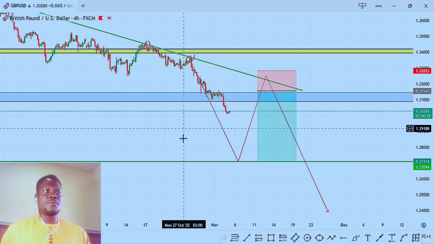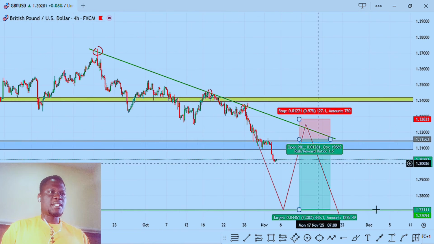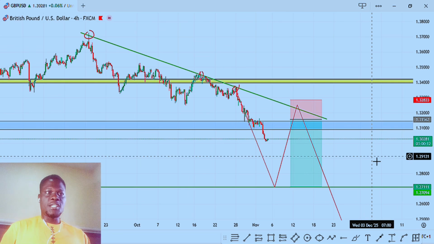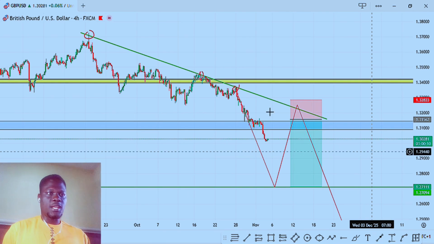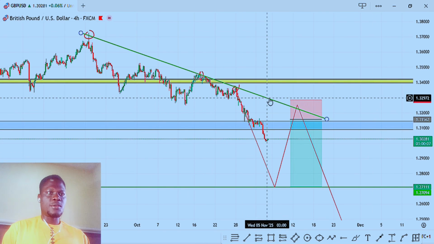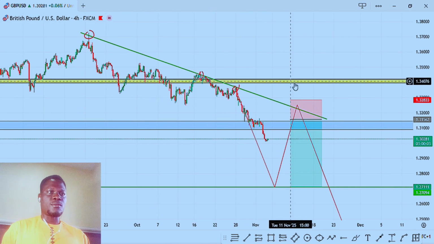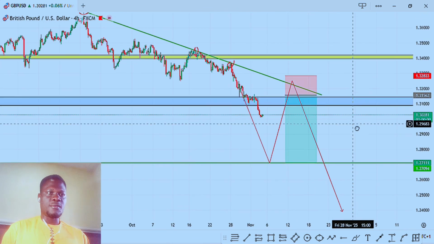The same thing with euro. If we are still respecting these two trend lines on GBP and euro, I'm still going to be looking for a sell trade. But if this trend line fails to hold, that means this yellow bar is the next level.